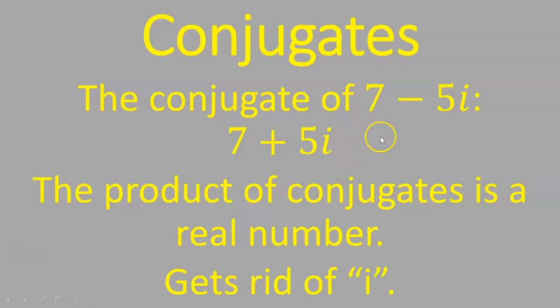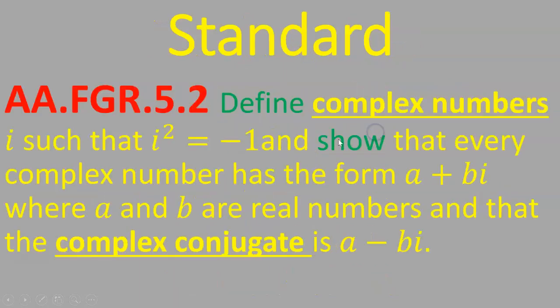So complex numbers, a plus bi, any number of that form. Here's 2 examples. Conjugates have varying middle signs only. The standard says to define complex numbers such as i squared is -1. Okay, so that's another way of saying i is the square root of -1, as we'll see later. And show that every number has the form a plus bi and has the conjugate where you change that middle sign.